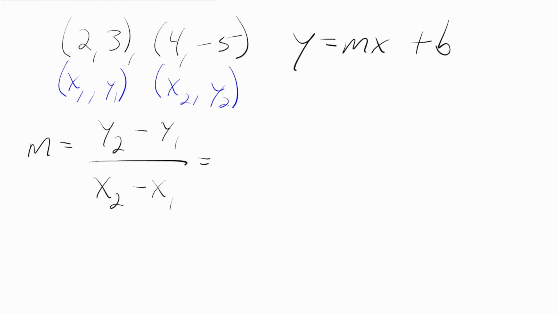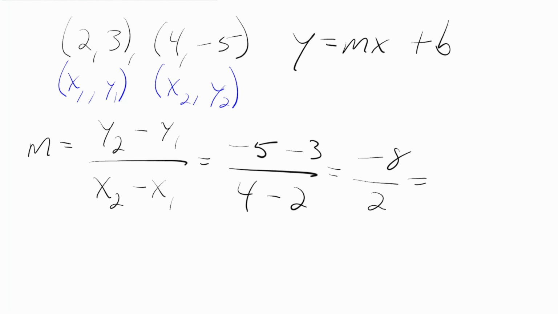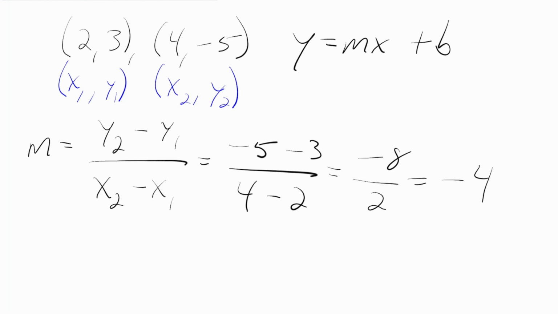So y2 is going to be -5 minus 3 over 4 minus 2. -5 minus 3 is -8. 4 minus 2 is 2. And if we divide here, we get that the slope is equal to -4. All right, so if we take our y = mx + b and plug our slope right in there, we get y = -4x + b. Very good. Now all we have to do is get b.